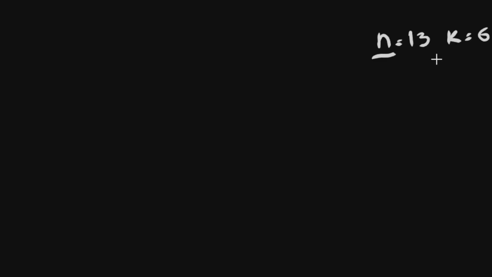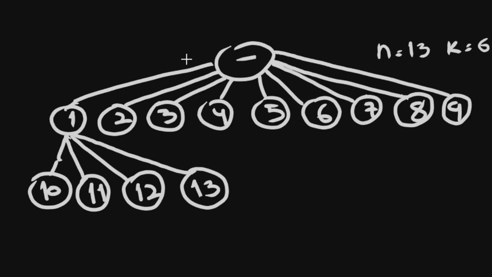Let's say n is 13 and k is 6. With this we can build this tree, and in this tree we have 0 digits for level 0, 1 digit for every number in level 1 and 2 digits for every number at level 2. And here we will try to simulate a pre-order traversal DFS without doing the DFS.